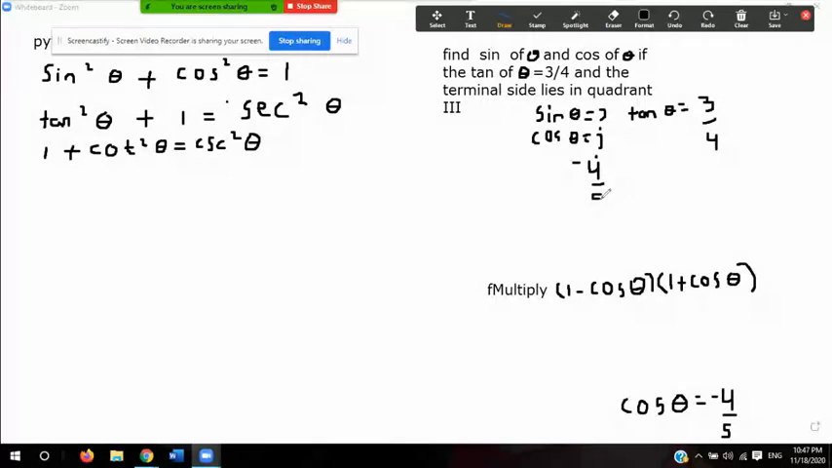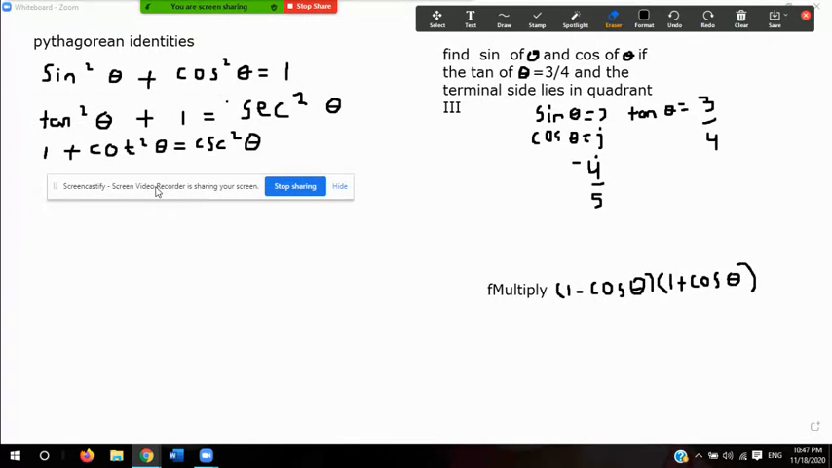Now we need to find the sine. In order for us to find the sine, we need to use the Pythagorean identity. The only Pythagorean identity that has sine and cosine is the first trigonometric identity. So I'm just going to use it. It says sine squared plus cosine squared equals 1, and that's the one I need to find the sine.